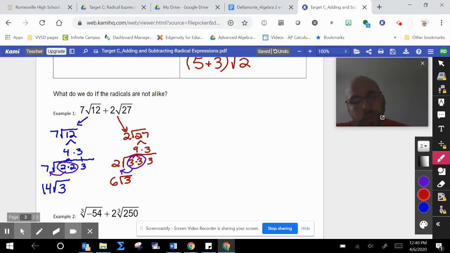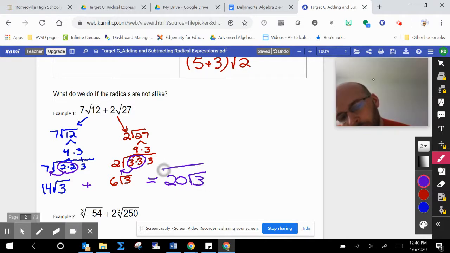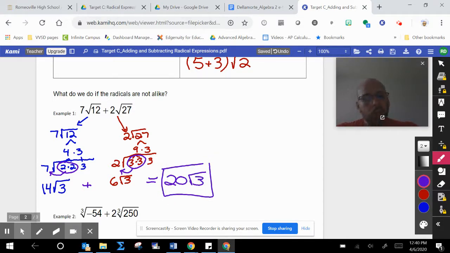Now that 3 comes from the one that was not circled. That's still inside. And I want you to take a look at these two radicals. Now, after you reduce them, I have 14 square roots of 3 plus 6 square roots of 3. And if you add those together, they are like terms. That is just going to give you 20 square roots of 3. Again, we add the coefficients, but we do not add what's inside the radical.